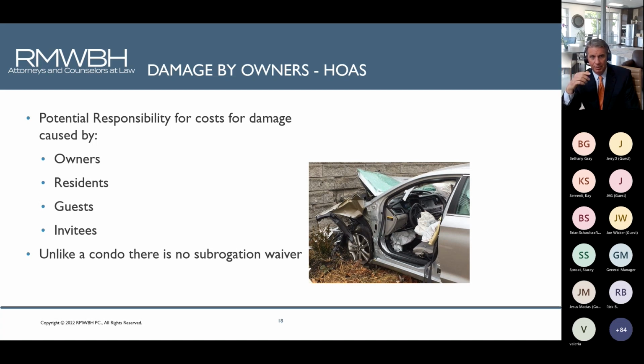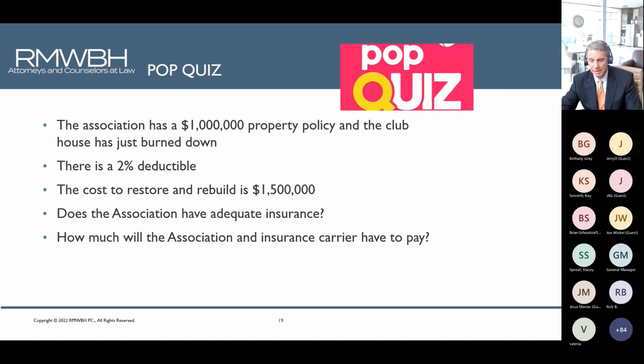And unlike a condo, and this is going to be under a regular single family residence, there's no subrogation waiver. So the insurance company can go after them for the money that they paid to repair whatever particular thing was damaged. Okay, another pop quiz.